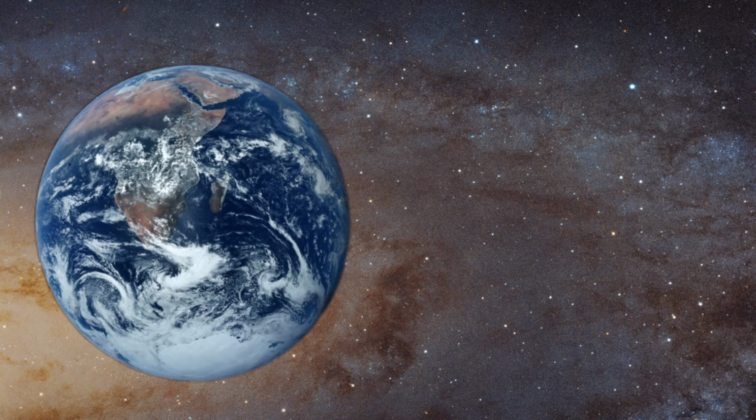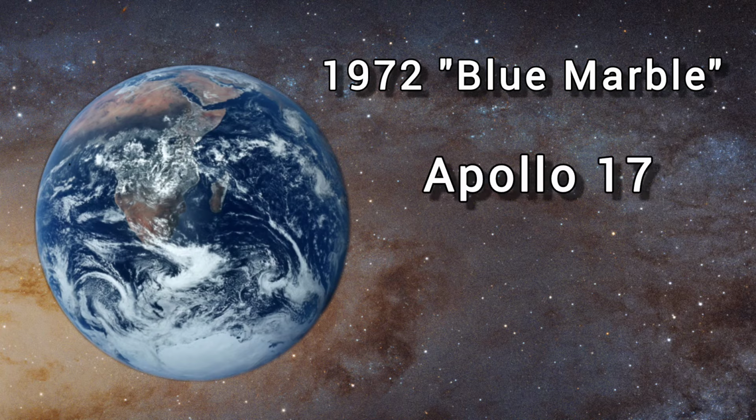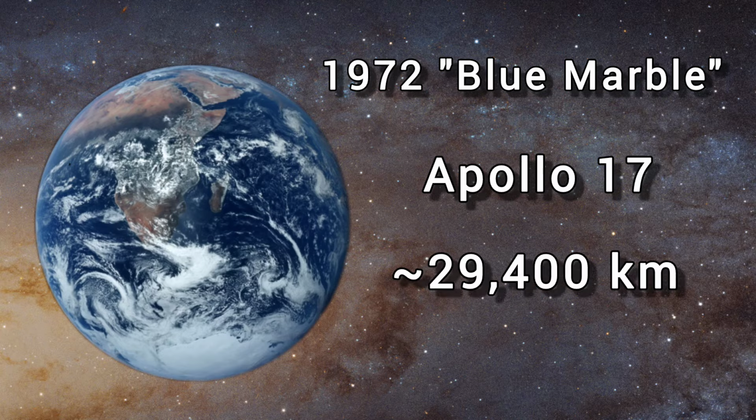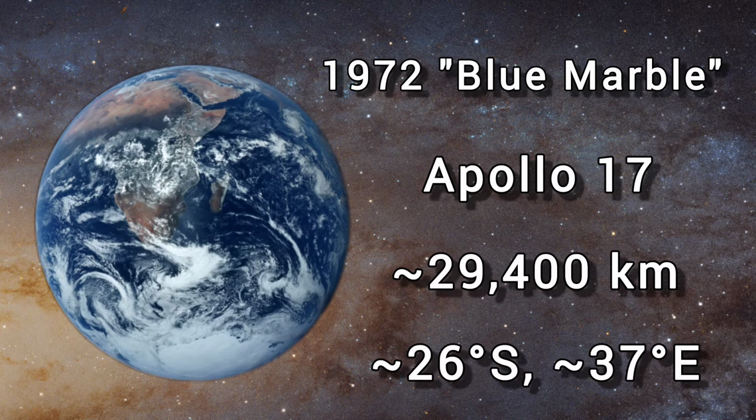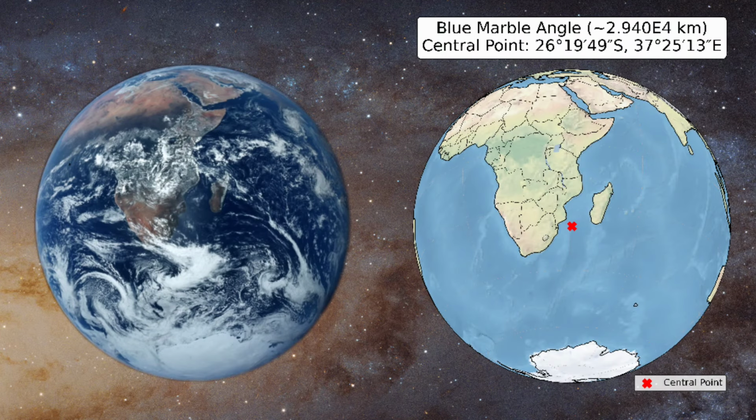Here's a famous 1972 Blue Marble photograph of the Earth taken by the Apollo 17 crew from about 29,400 kilometers away and centered on about 26 degrees south and 37 degrees east. Using Cartopy's near-side perspective map projection, we can recreate this angle of observation with very close approximation.